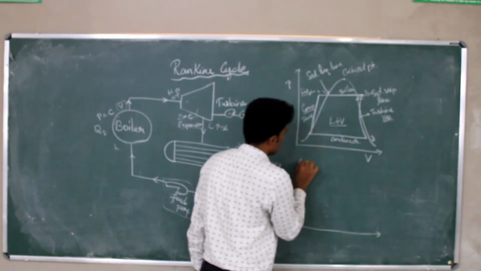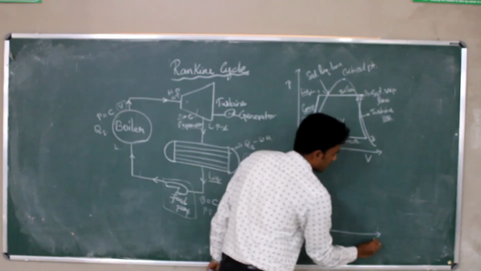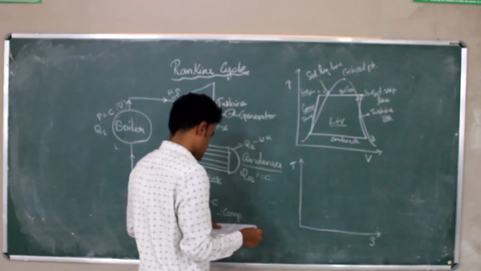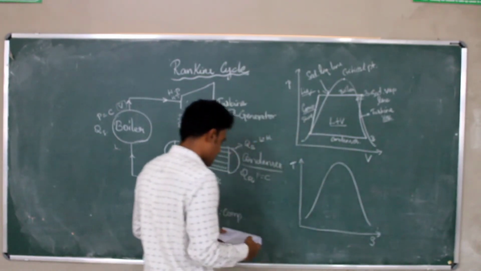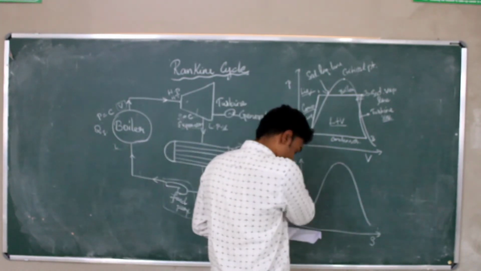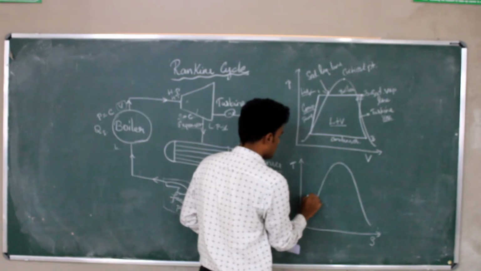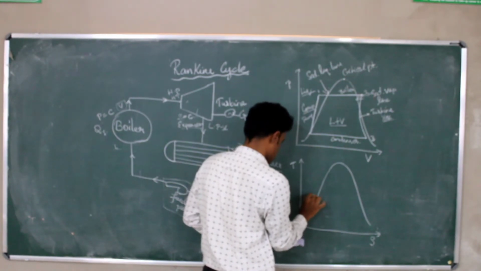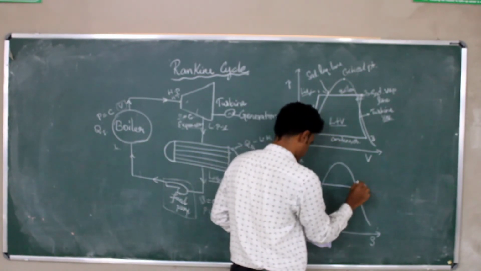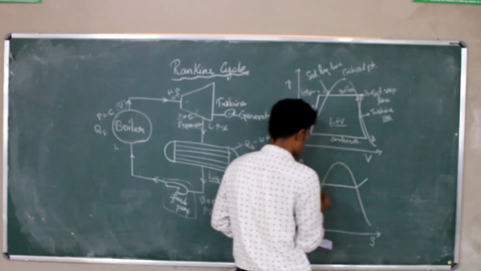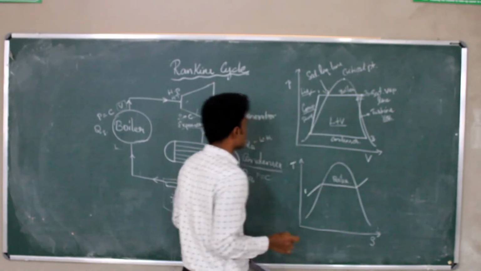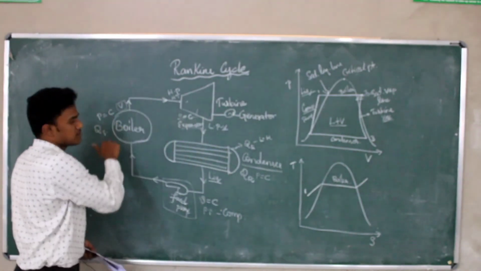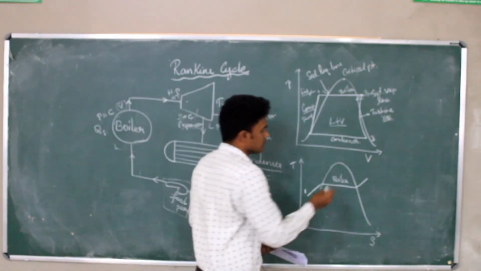corresponding TS diagram. How can we draw this? The same saturation line. Here the first process, 1 to 2, starts from here. This is the process occurring in the boiler, which is the constant pressure heat addition.